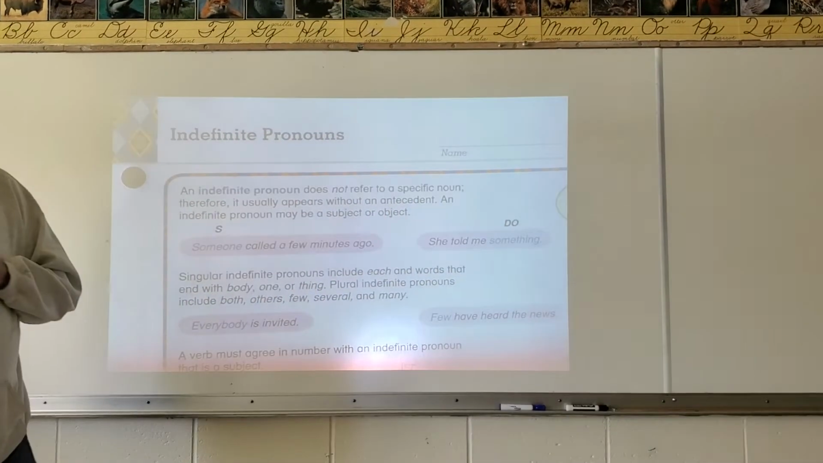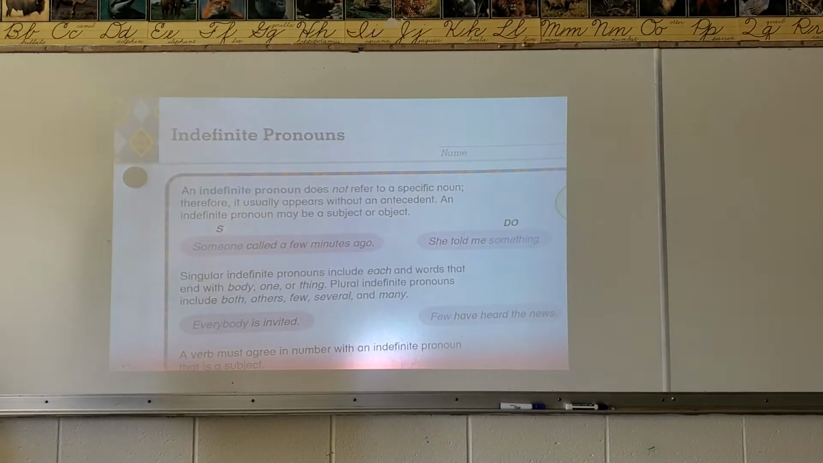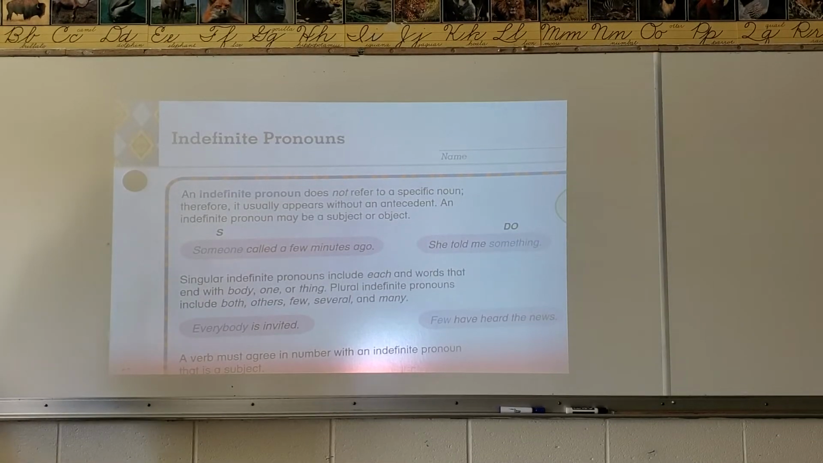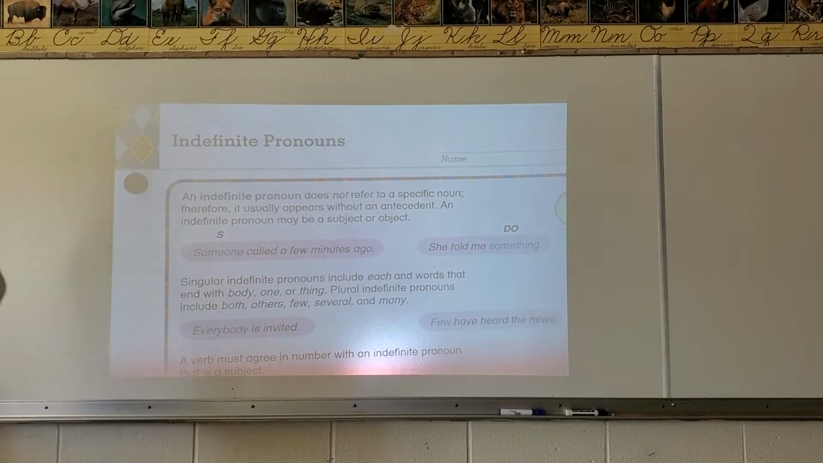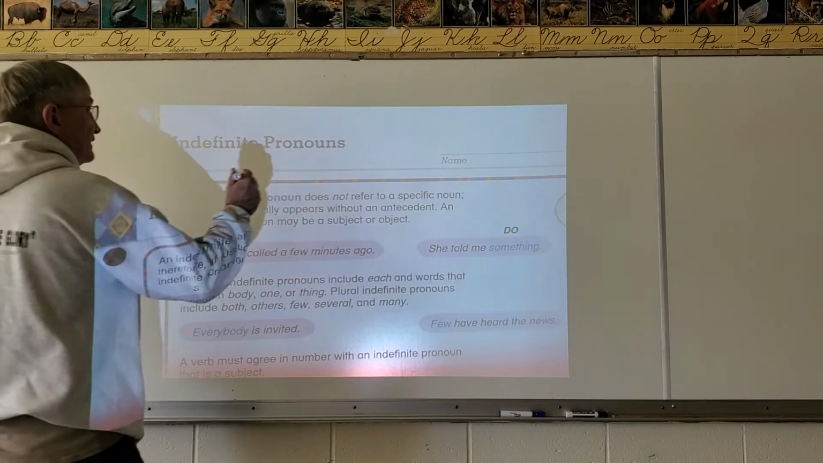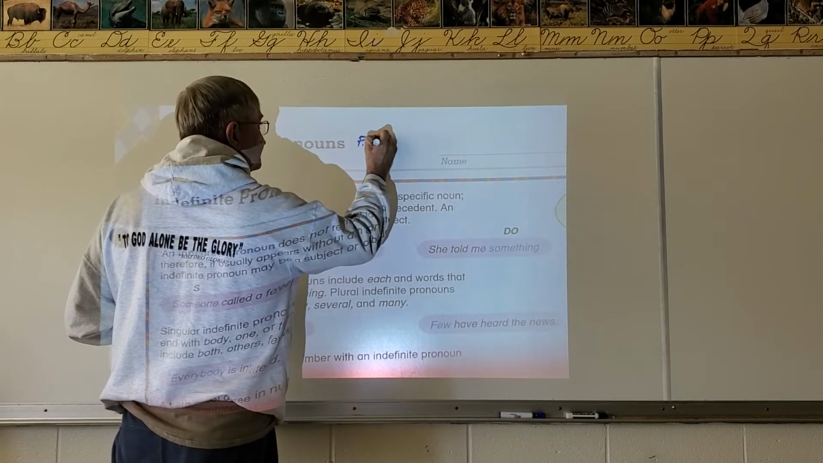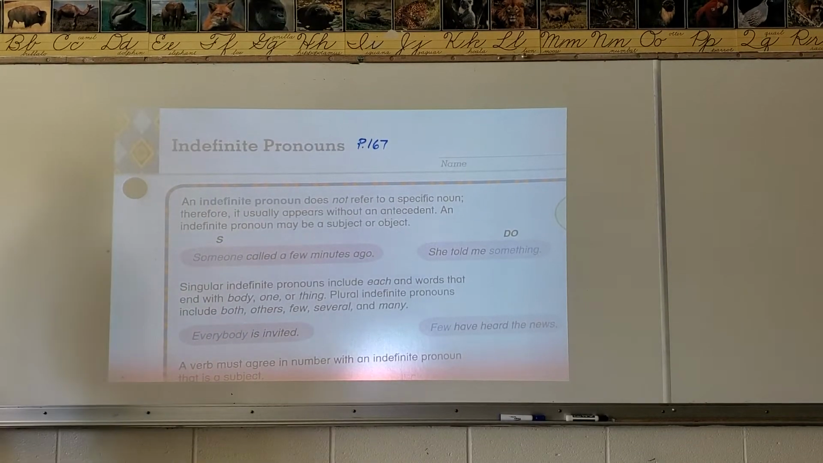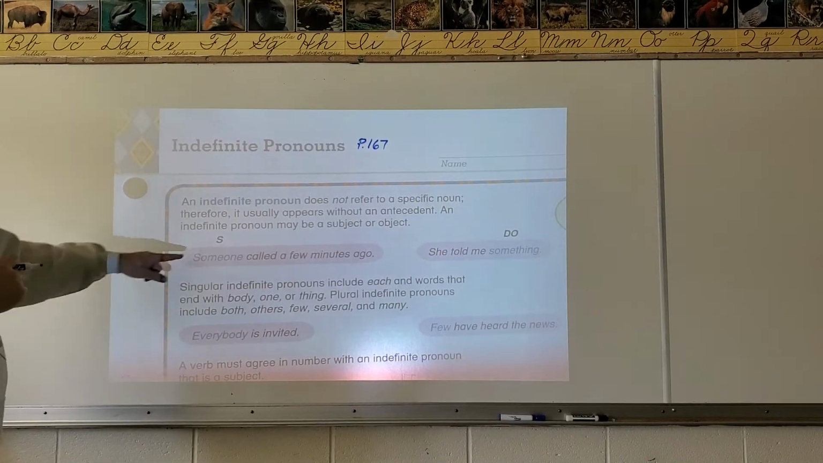All right, now let's take a look at some of the examples they give us. In the book, we're on page 167. I should have said that right away to you. This is page 167 and 168. So what we have is the subject, someone.